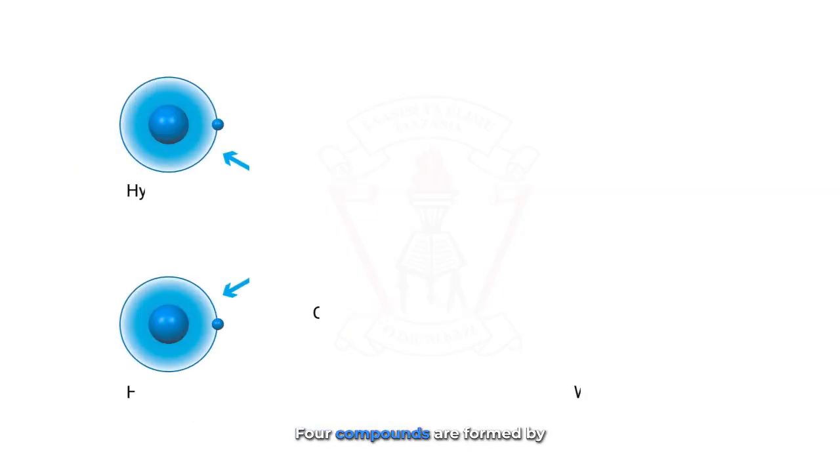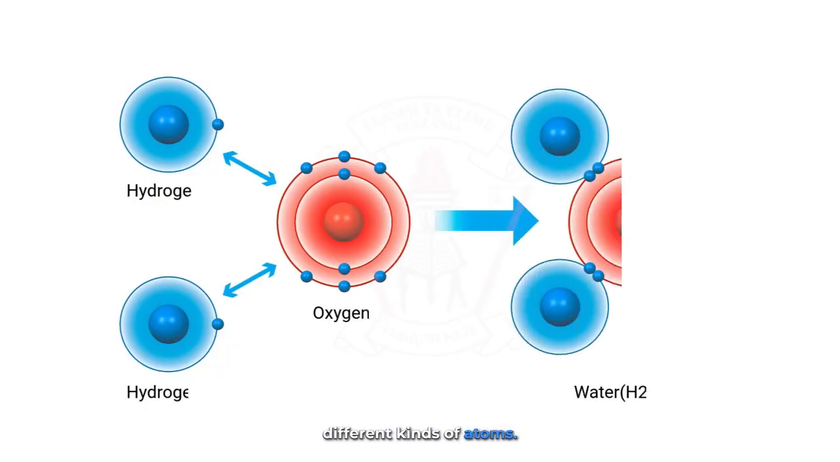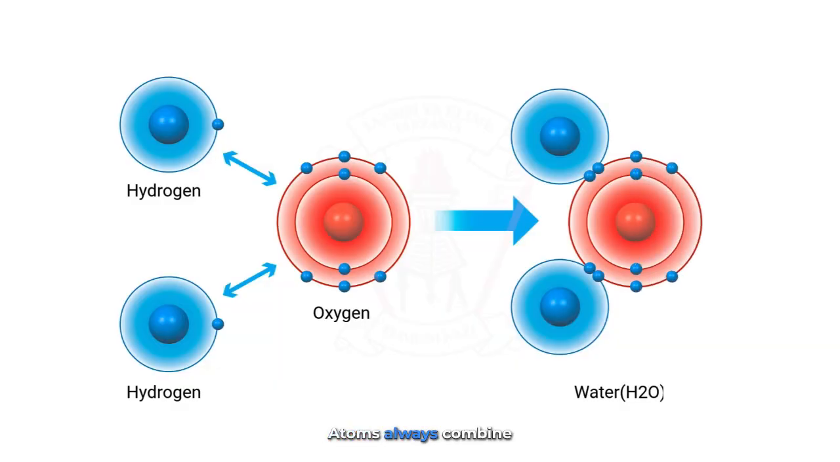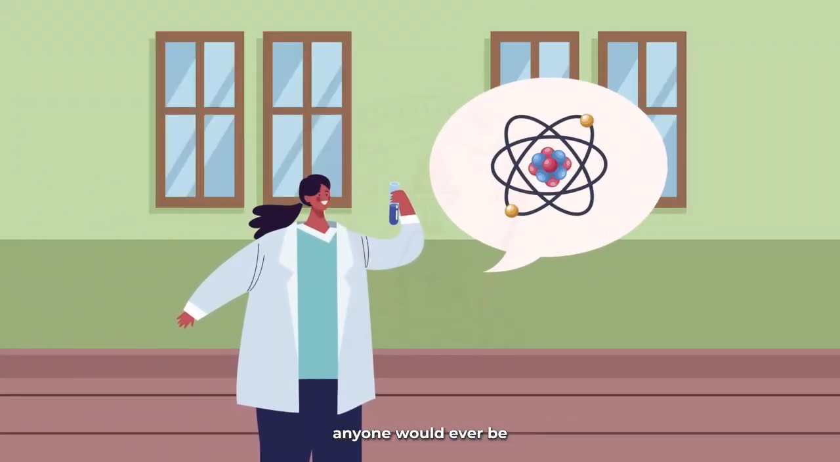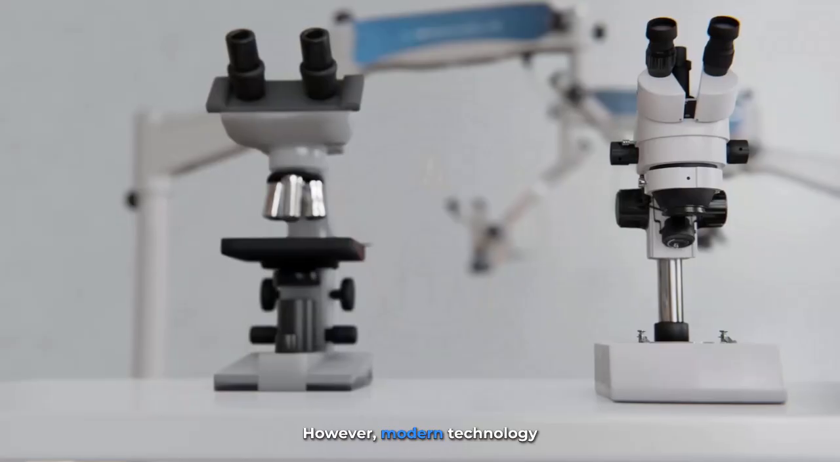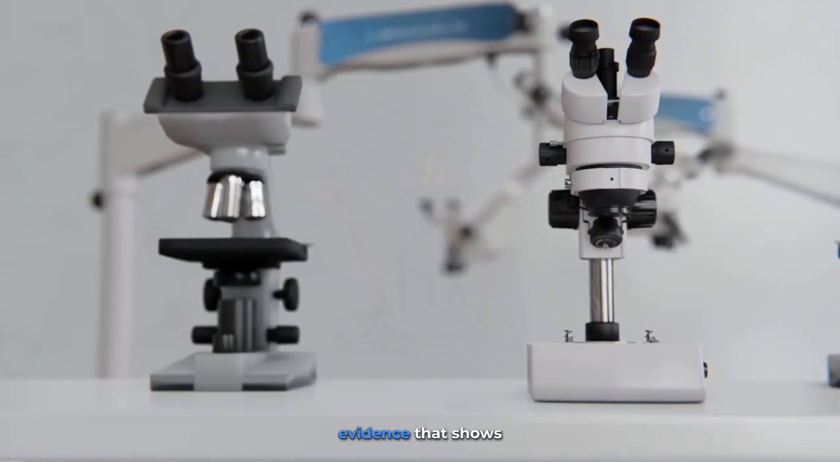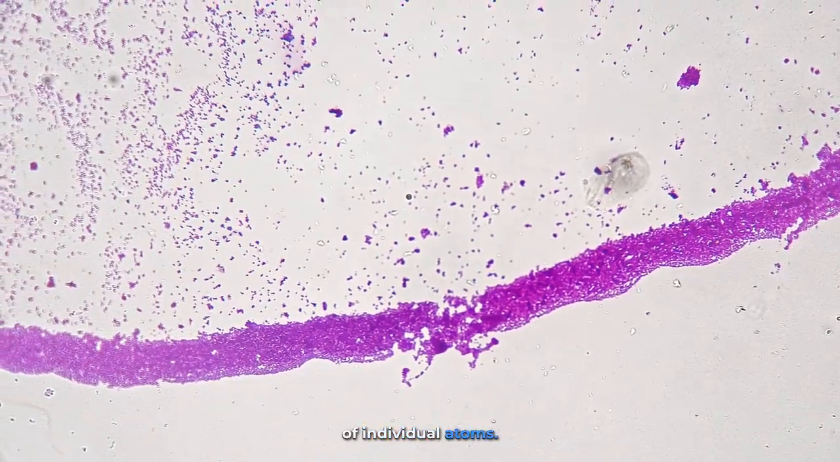4. Compounds are formed by a combination of two or more different kinds of atoms. Atoms always combine in simple whole number ratios. Dalton never imagined that anyone would ever be able to see an atom. However, modern technology has provided direct evidence that shows the positions and patterns of individual atoms.